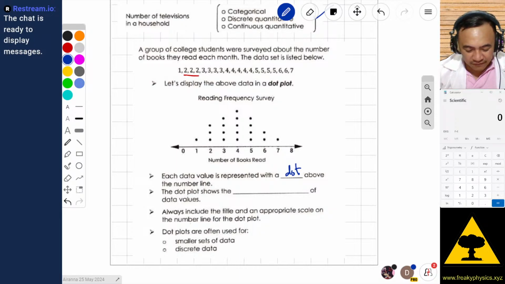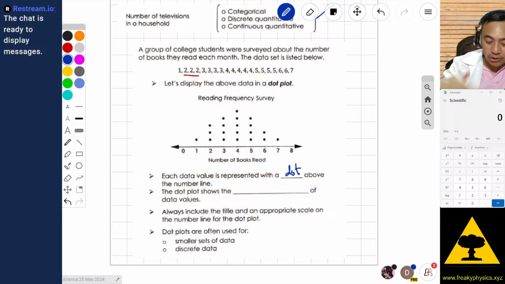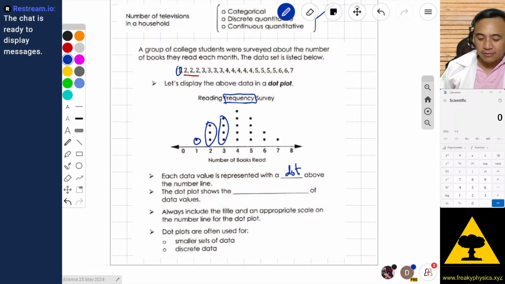All right, let's move on. Let's continue. So the dot plot shows the... There is a term we will need to use here, but let's take a look. Again, you see that this is only one, two, three twos, then four threes, and so on. Now, it says here, and this is a really good word to choose, reading frequency. Basically, if you think about this, let's go back.